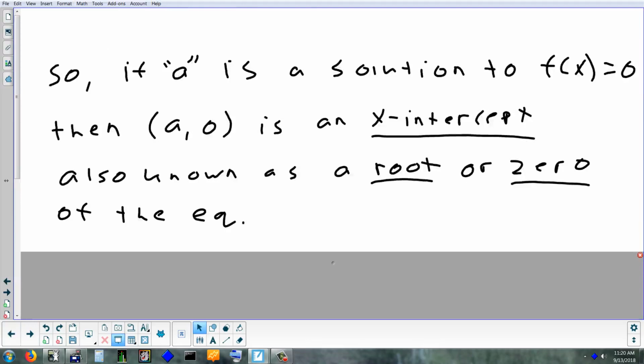That's what I just said. So if you can find a number that's a solution to the equation when you set it equal to 0, you have just found the coordinate for an x-intercept. That value that you find is called the root of the equation. It's also called the zero of the equation.